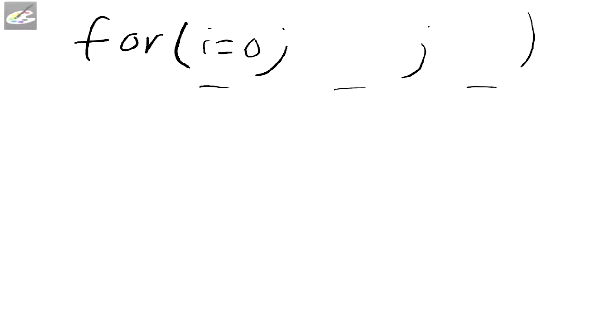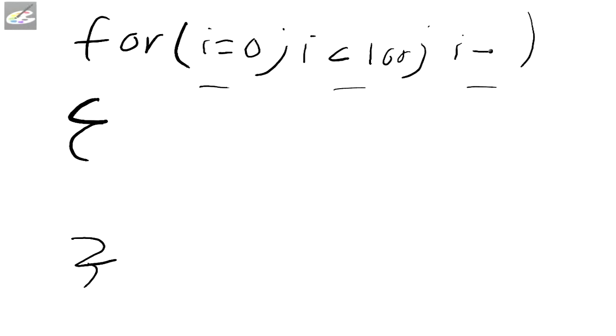And then in the second part, you have the comparison. So let's say, for example, you want to do this loop 100 times, right? While i is less than 100. And then you have your increment or decrement here. What do you want to do after each time it goes through the loop? After this loop goes through one time, what do you want to do for it to go through the next time? We want to increment i.